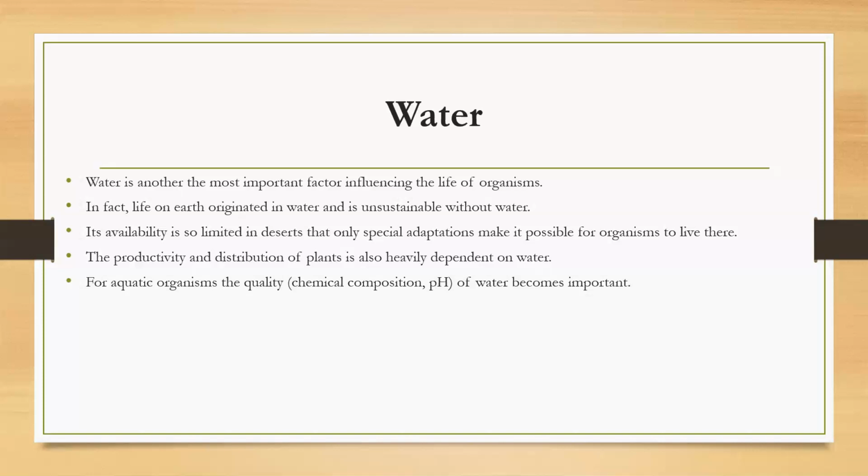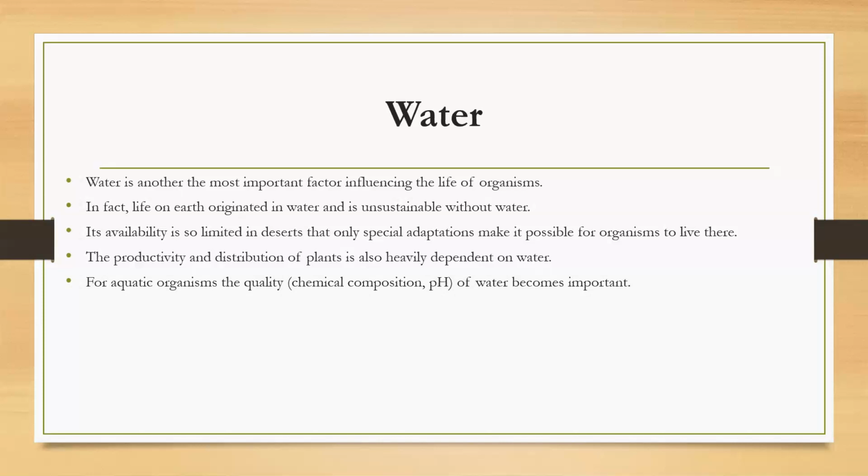Then what about the aquatic species? Aquatic organisms are found in water. If there is water, definitely some organisms will be there. Do they face any kind of problems? Definitely yes. For aquatic organisms, the quality of the water becomes important.